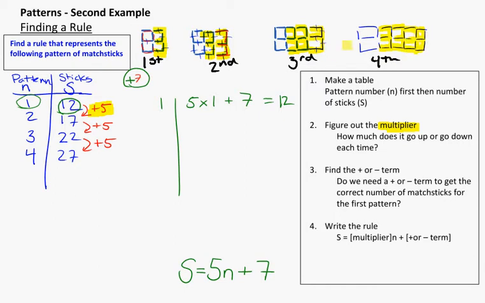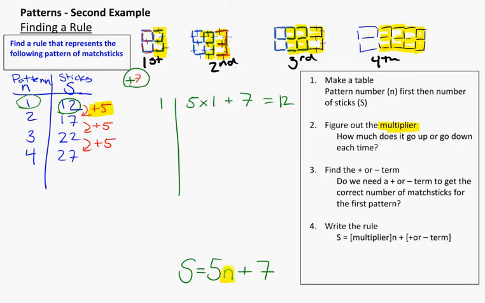And that repeated bit is 5 each time, so we see 5 times 1 plus the original 7 will get us 12. 5 times 2 plus the original 7 will get us up to 17. 5 times 3 plus the original 7 will get us to 22. And 5 times 4 plus the original 7 will take us up to 27. And that's what we see happening in the rule here.